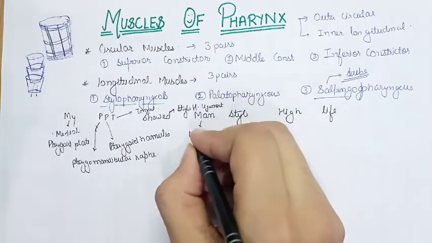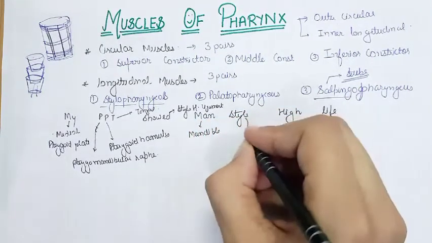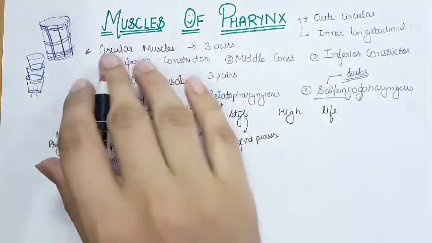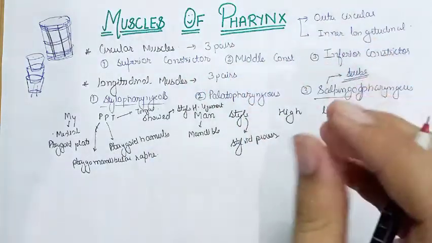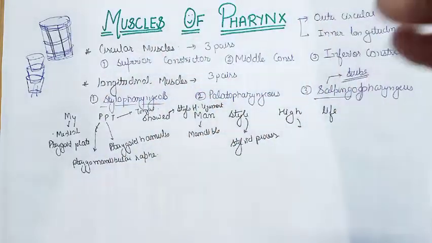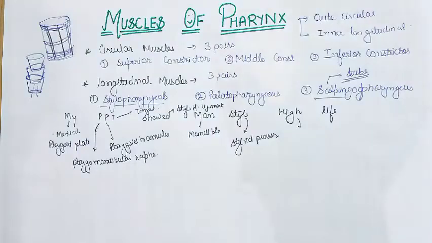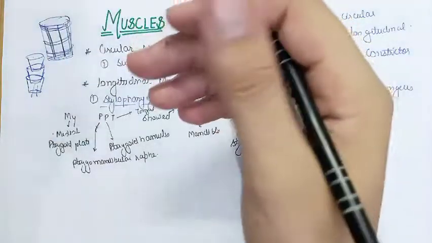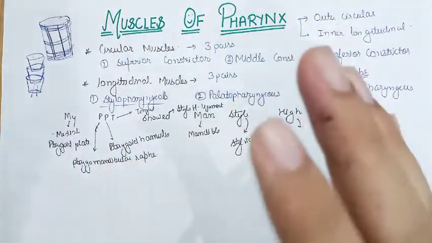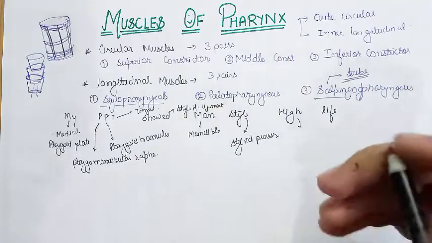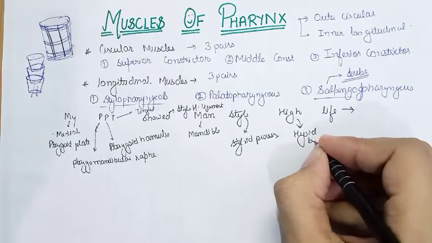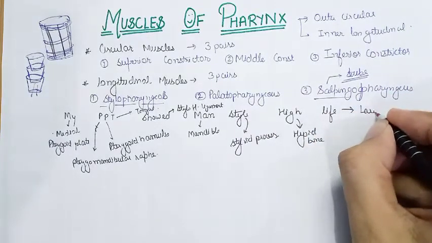So man stands for mandible, style stands for styloid process, because all the three constrictors have a plethora of attachments, that is the origin. So you should know about all of them, and these are also important for the lateral relations of the pharynx. In the very first video I told you, if you have difficulty remembering the lateral relations, you should see the muscles of pharynx. So this is some part of the very first video that we have discussed. So high stands for hyoid bone, and life stands for larynx.